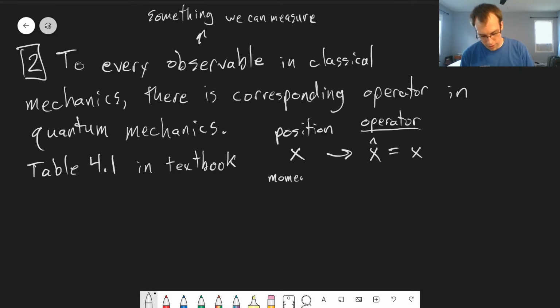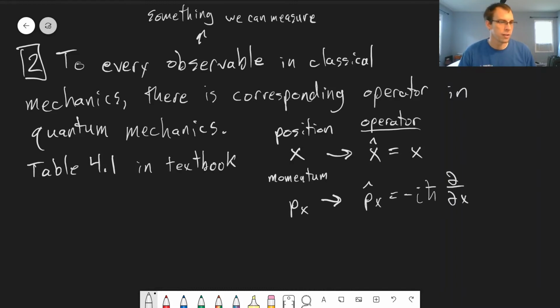Another one that we've already seen is the momentum operator. So the observable momentum, p in, say, a single direction, p of x. The corresponding operator is the momentum operator, which we've already seen is defined this way. So negative i h bar, first derivative with respect to x.